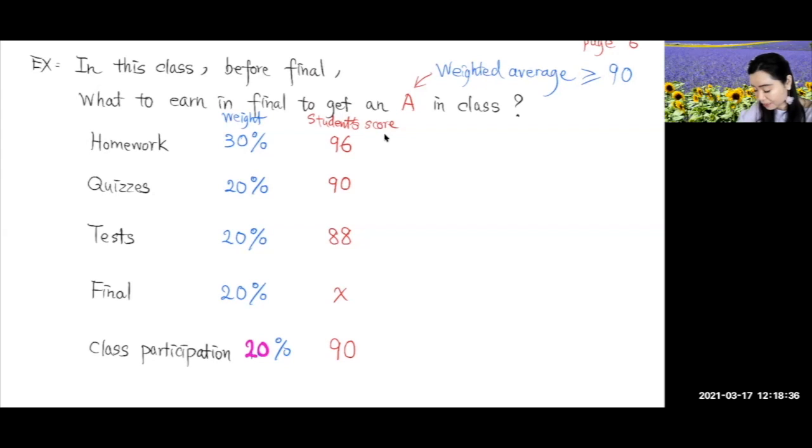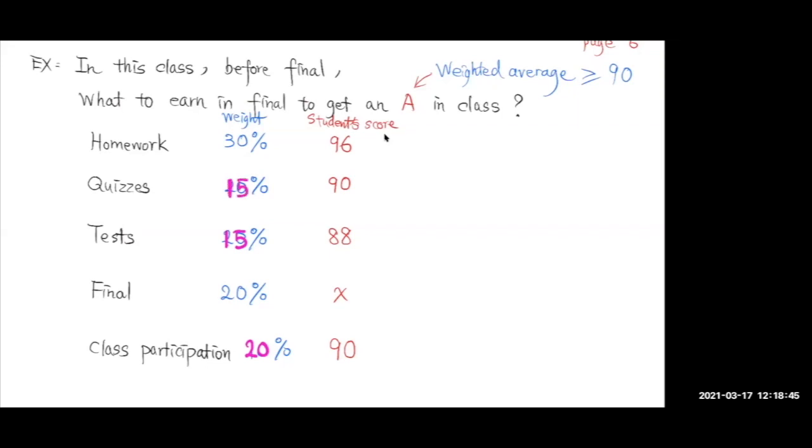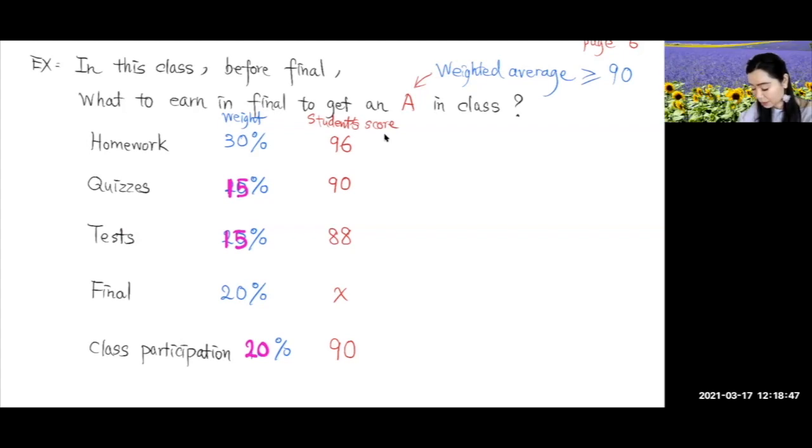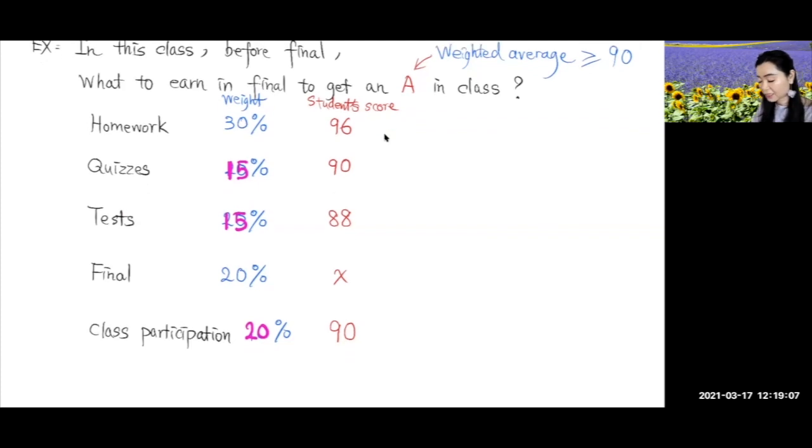15%. Yeah, 15% now. And then the quiz will also be 15%. And then for homework will be, let's see, I think 30%. Okay. So 30% for homework, 15% for quizzes, 15% for tests, the final 20%, class participation 20%. Let's see if they add up to 100%. Yes, okay. All right, so this is the weight for each category. You see class participation is important, the same way as the final, more than the test and quiz, okay.